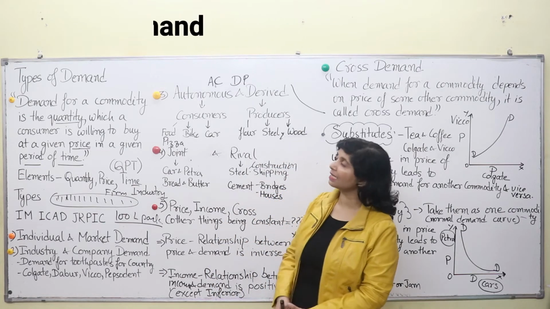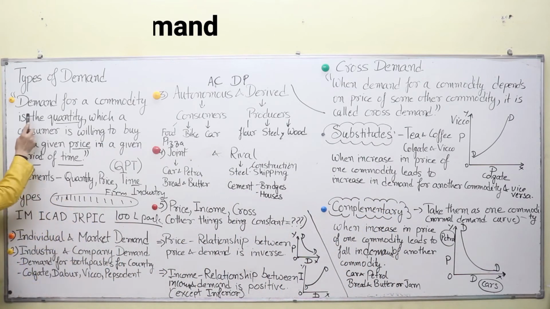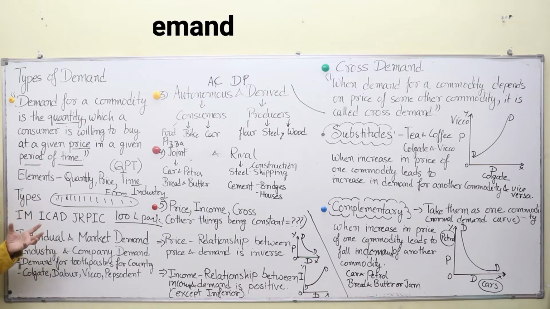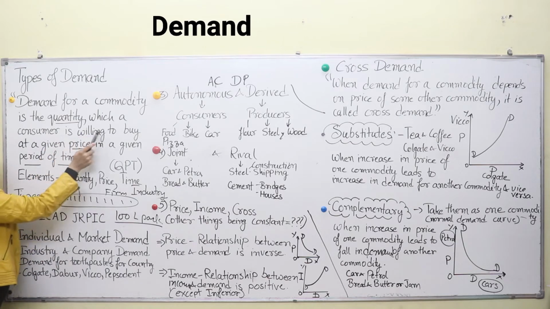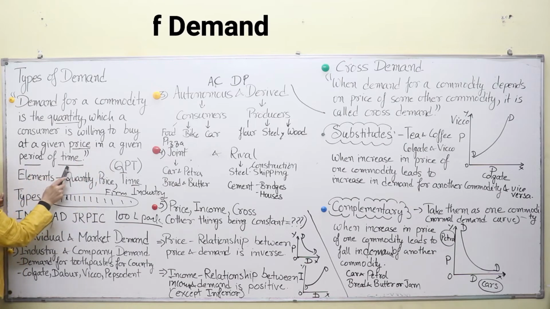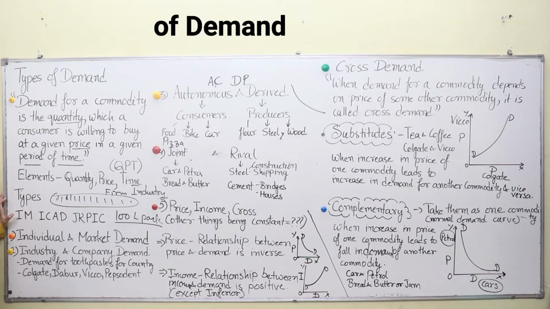Before that, we can discuss the definition very quickly. What is demand? Demand for a commodity is the quantity. That is, quantity is most important. What quantity you are going to purchase? The quantity which a consumer is willing to buy at a given price in a given period of time. So what is most important here? The quantity is important, and that is important for managerial economics also.